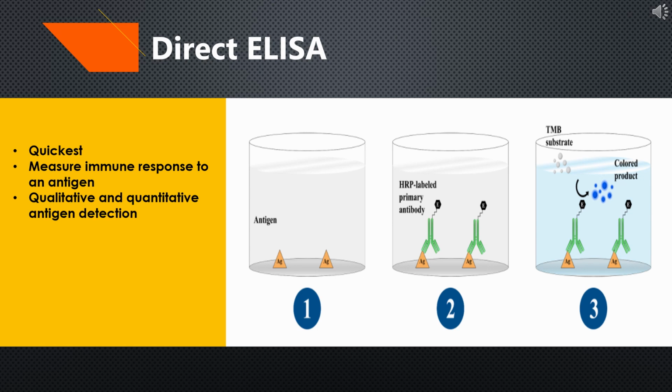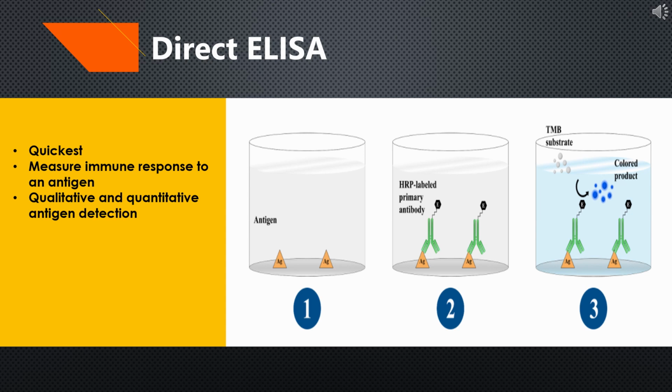So now I'll be talking about what a direct ELISA is, and I'll also be mentioning the roles antibodies and antigens play in its performance. So a direct ELISA is the quickest ELISA to perform of the four previously mentioned. It is typically used to measure the immune response to an antigen as it is suitable for qualitative and quantitative antigen detection in samples of interest as well as antibody screening and epitope mapping.